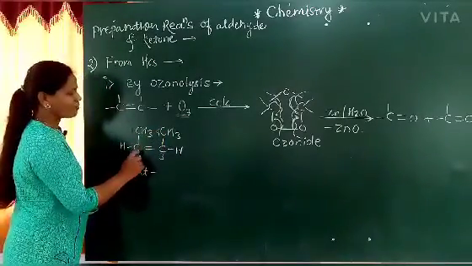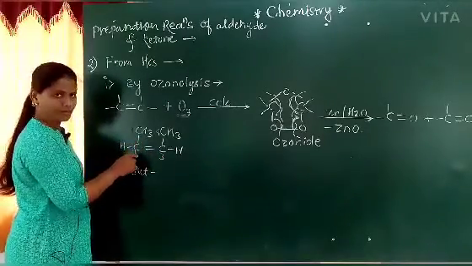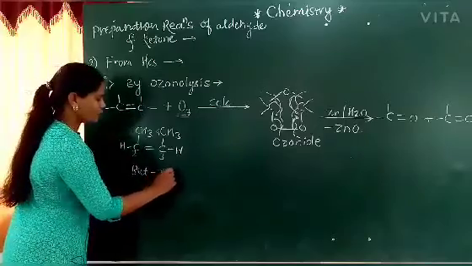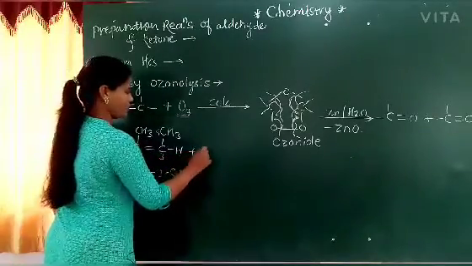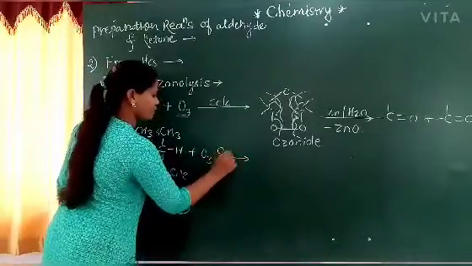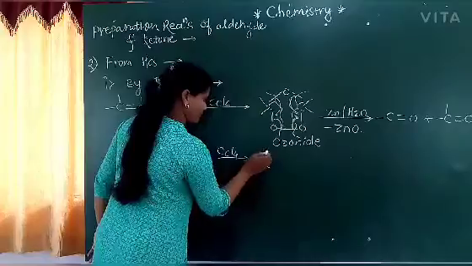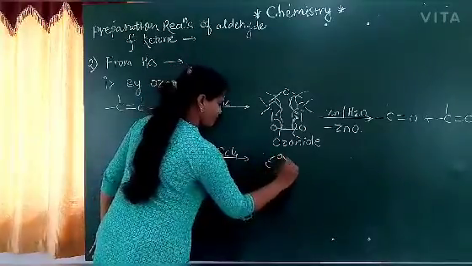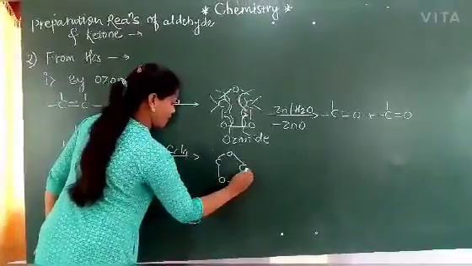And on which carbon atom is the double bond given? In between second and third. We have started numbering from this side, so but-2-ene. When but-2-ene reacts with ozone in presence of CCl4, then it forms ozonide.